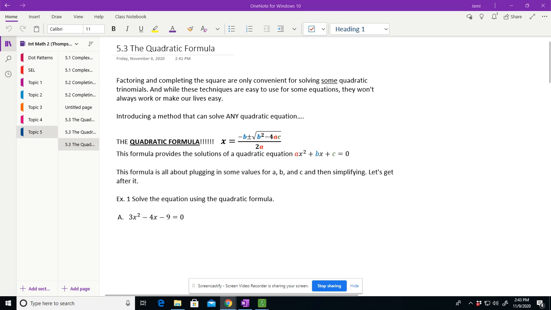quadratic equation. All right? So you'll see there the quadratic formula, which is x is equal to negative b plus or minus the square root of b squared minus 4 times a times c, divided by 2 times a. And this provides solutions for quadratic equations in standard form.